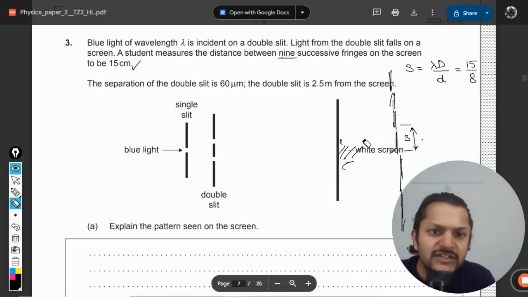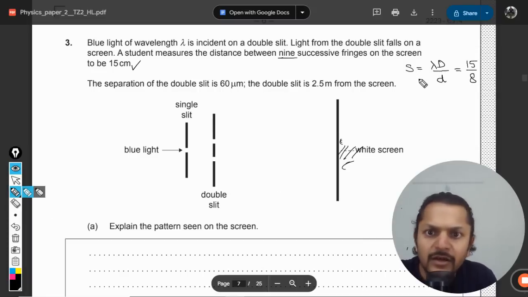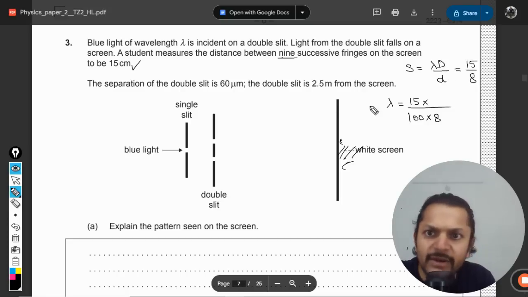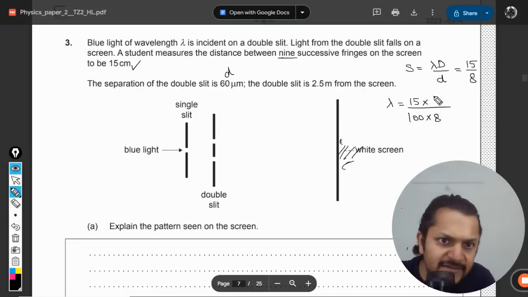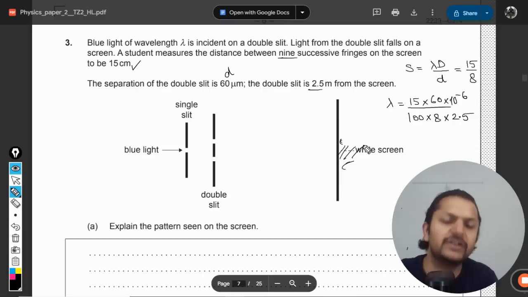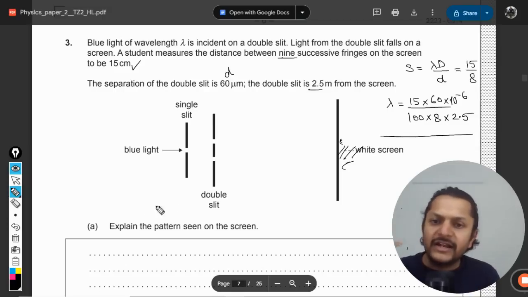So that will be the spacing, and accordingly we can find the value of what? Wavelength. So wavelength is equal to 15 centimeter, divided by 100 into 8, into small d divided by capital D. So small d is 60 micro, and capital D is 2.5. I think this is the equation that we have to use, and we will find the wavelength from this. I will not be using my calculator again. Let us go to the mark scheme and see if they have done the same thing.